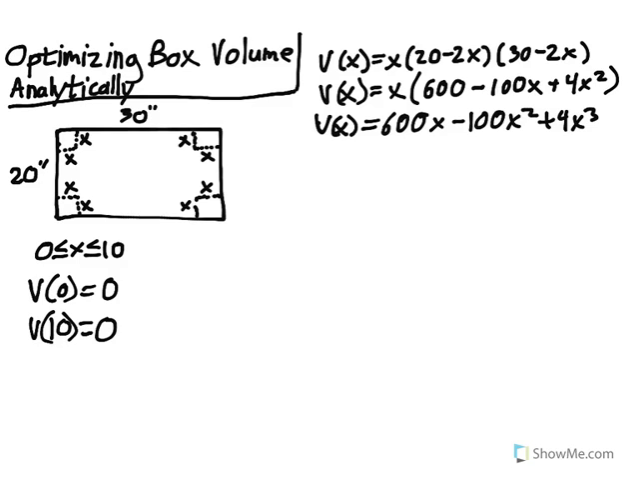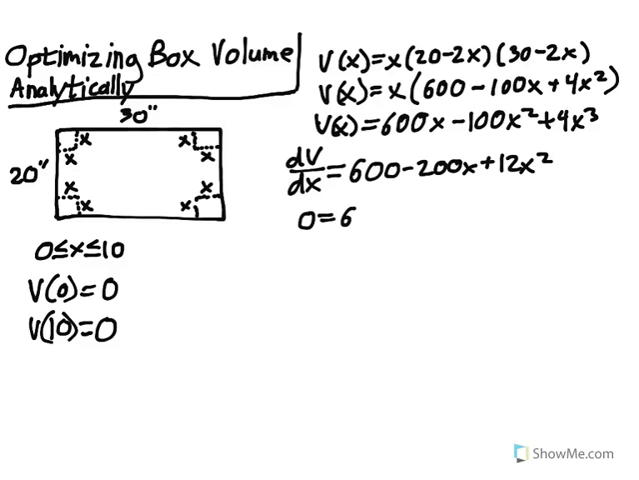And taking the derivative of this, that gives us dV/dx is equal to 600 minus 200x to the first power plus 12x squared. Following the general process for finding critical points, we set the derivative equal to 0: 600 minus 200x plus 12x squared.